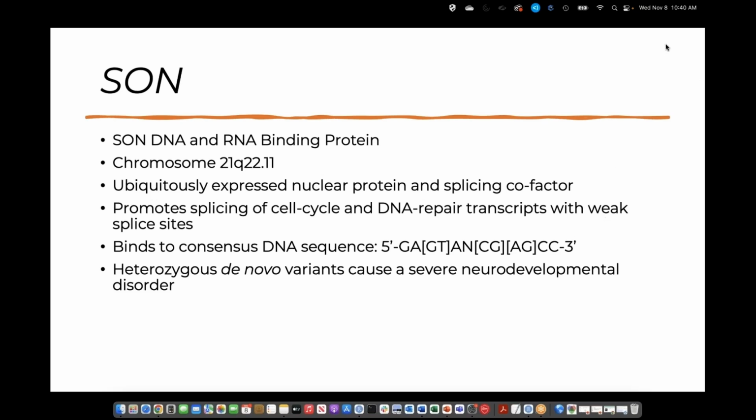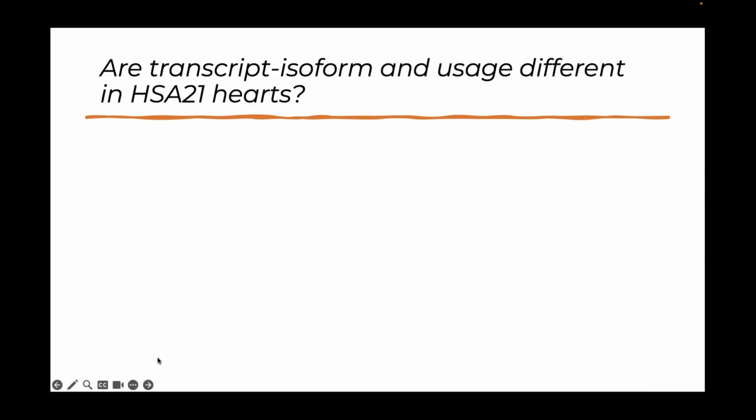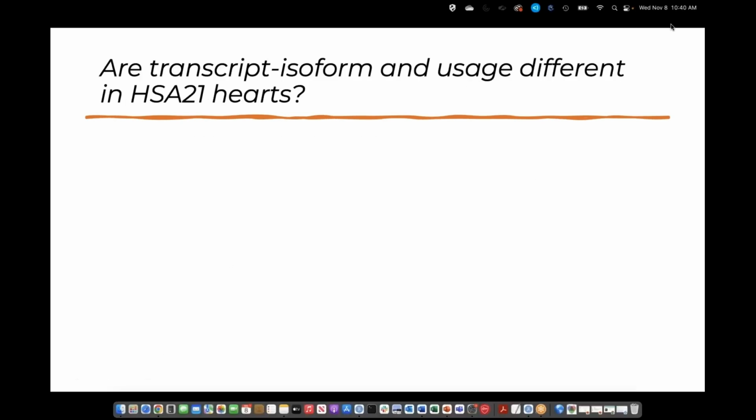It also binds to DNA sequences, and more recently, heterozygous de novo variants cause a severe neurodevelopmental disorder when they occur within this gene. But other than that, there is not a lot of information about the connection between this particular gene and Down syndrome or within heart development itself. But it led us to ask whether or not there are transcript isoform and usage differences in the trisomy 21 hearts.